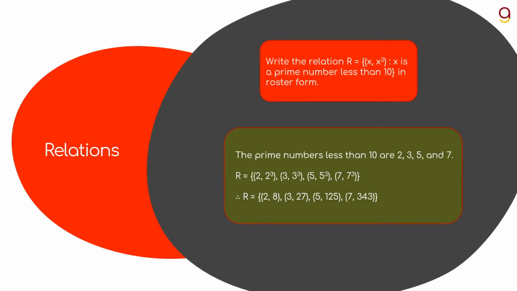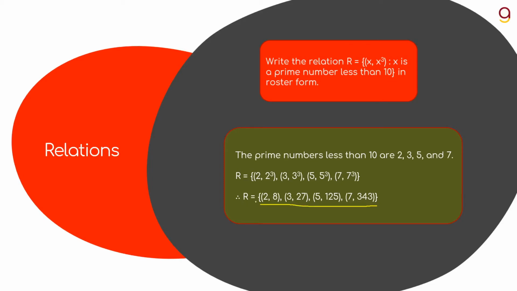Prime numbers. Hope you remember what prime numbers are. So the prime numbers less than 10 are 2, 3, 5 and 7. So what's the relation? x comma x cube. So what you need to do: 2 comma 2 cube, 3 comma 3 cube, 5 comma 5 cube and 7 comma 7 cube. So what's 2 cube? 8. 3 cube, 27. 5 cube, 125. And what's 7 cube? 343. So the relation contains these 4 ordered pairs as its elements.